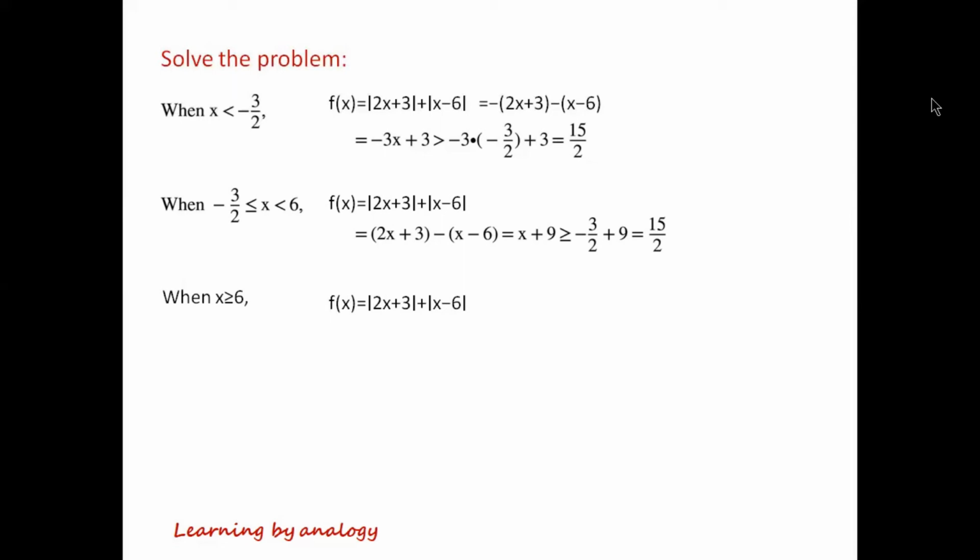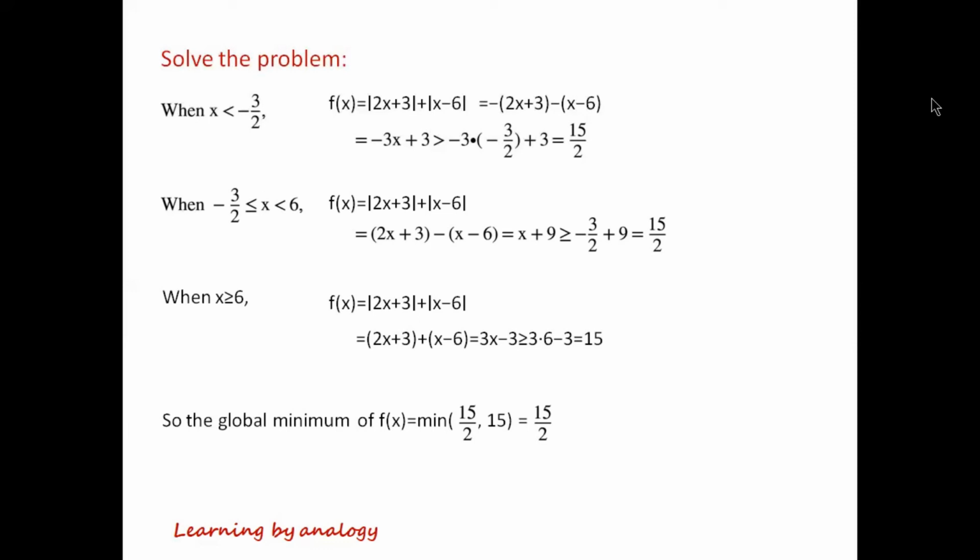When x is greater than or equal to 6, f of x equals the modulus of 2x plus 3 plus the modulus of x minus 6 equals 2x plus 3 plus x minus 6 equals 3x minus 3, which is greater than or equal to 3 times 6 minus 3 equals 15.